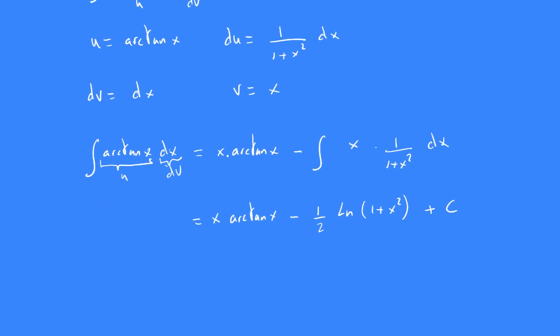The equation is v du. v is x, du is 1 divided by 1 plus x squared dx. And this integral is a natural log. It's the natural log of 1 plus x squared, because the derivative of this is 1 divided by 1 plus x squared multiplied by 2x. Because there appears only an x, I will put 1/2.